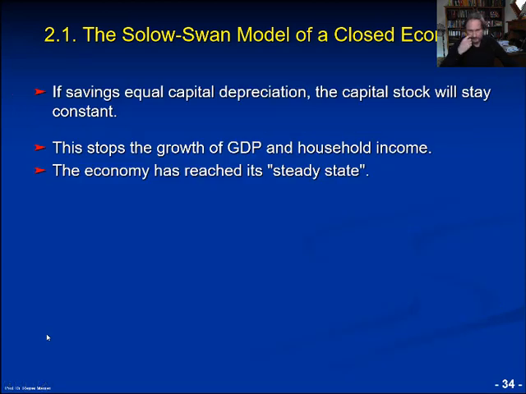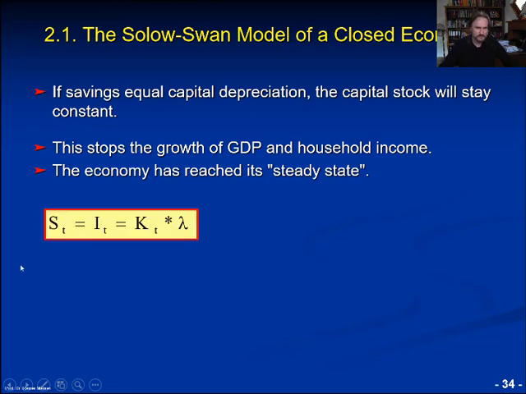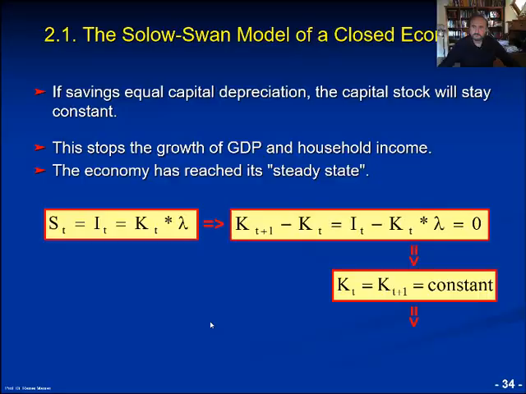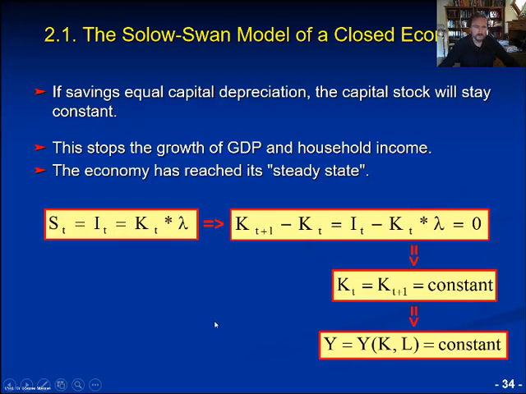To sum up, we can describe this adjustment process in terms of a simple causal chain. If savings equal capital depreciation, net investment is zero and the capital stock and GDP stay constant. So now we have found the mechanism which leads from capital stock accumulation to the steady state of the economy.